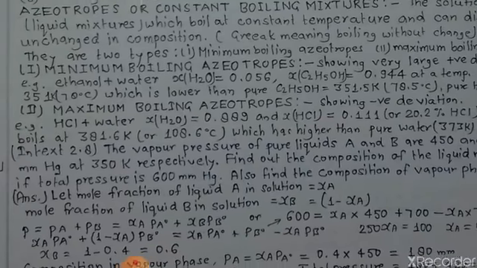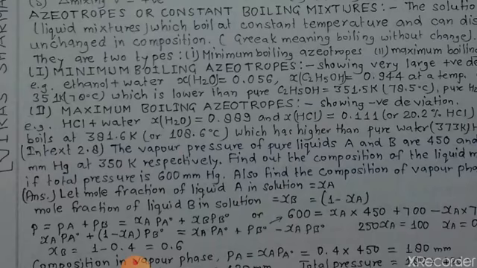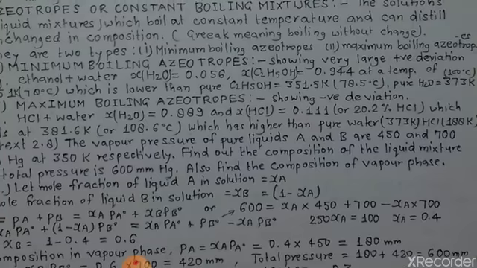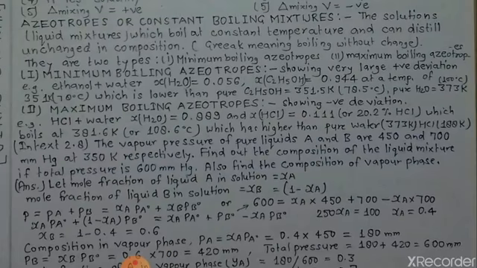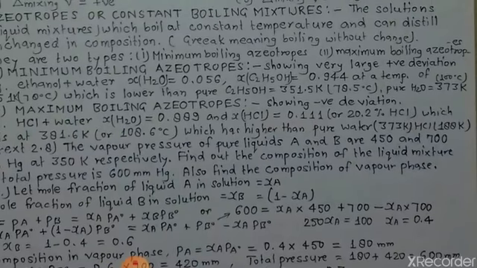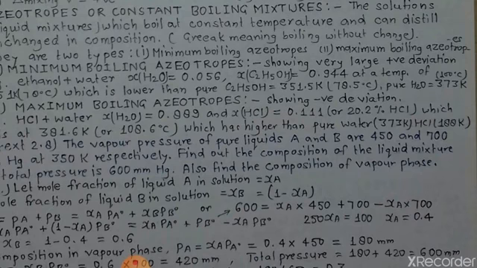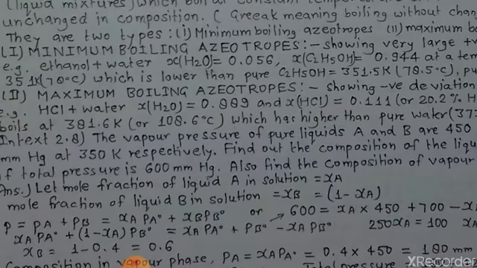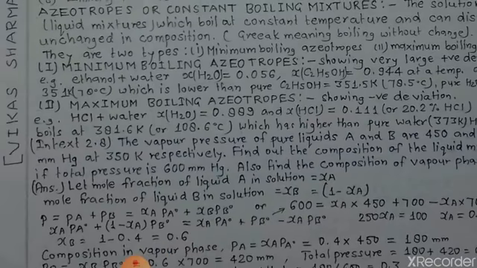Students, the second type is maximum boiling azeotropes. If we take the example of HCl and water, water boils at 100 degrees centigrade, the HCl has a boiling point of 188 Kelvin, and pure water is 373 Kelvin, but when we mix HCl into water, it boils at 381.6 Kelvin, higher than the solvent. So it is considered a maximum boiling azeotrope.